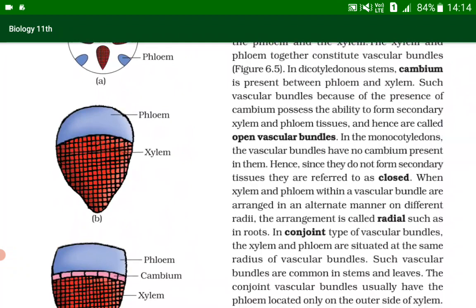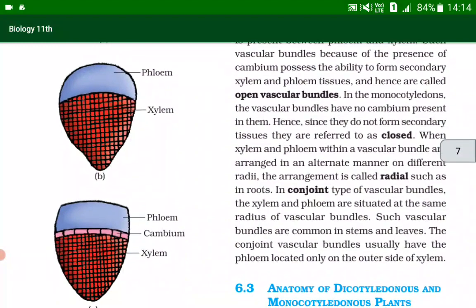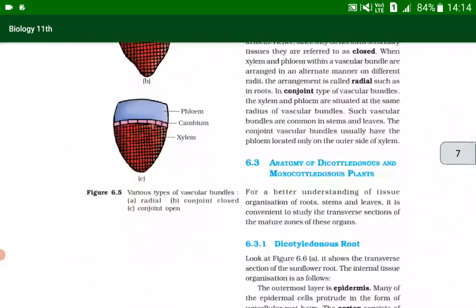In the monocotyledons, the vascular bundles have no cambium present in them. Hence, since they do not form secondary tissues, they are referred to as closed. When xylem and the phloem within a vascular bundle are arranged in an alternate manner on different radii, the arrangement is called radial, such as in roots. In the conjoint type of vascular bundles, the xylem and the phloem are situated at the same radius of the vascular bundles. Such vascular bundles are common in stem and leaves. The conjoint vascular bundles usually have the phloem located only on the outer side of the xylem.